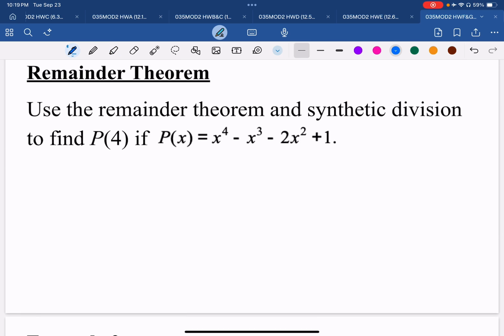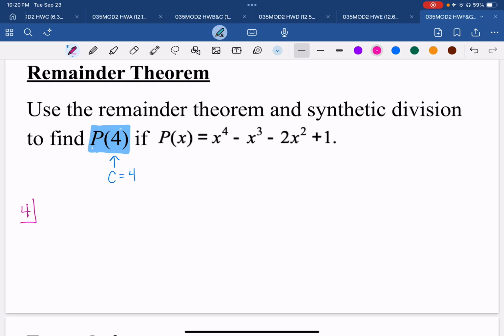It says use the remainder theorem and synthetic division to find p of 4. So first thing we're going to do is use synthetic division. What the remainder theorem tells us is that when it says p of 4, that means this 4 is my c, because you see the words remainder theorem. So in my box, I'm going to have 4.